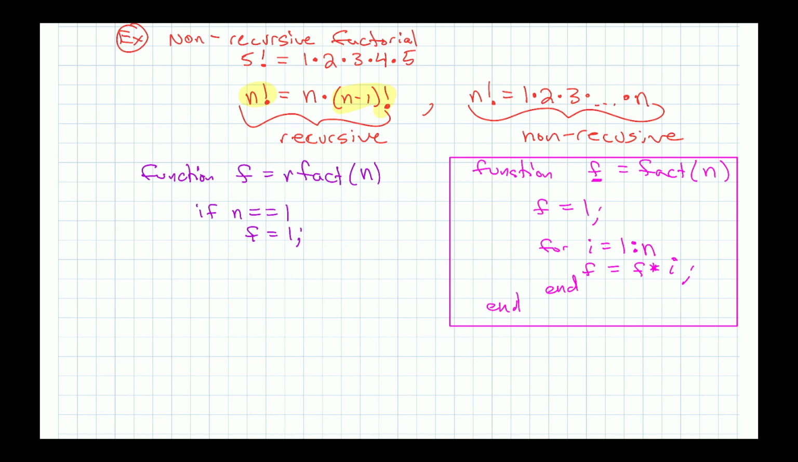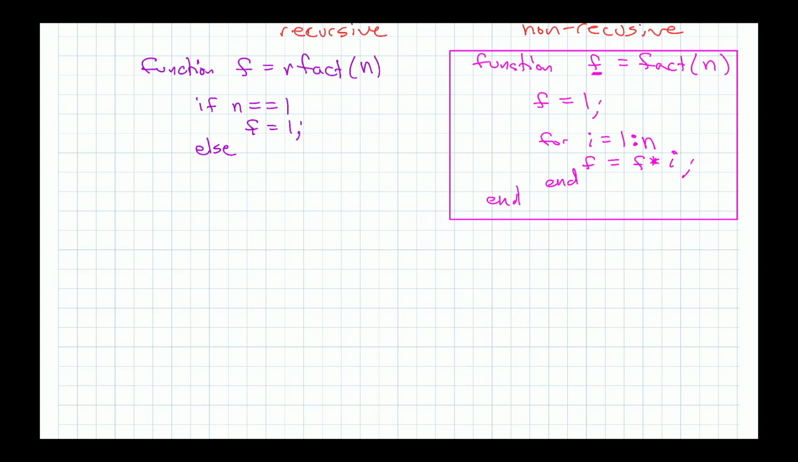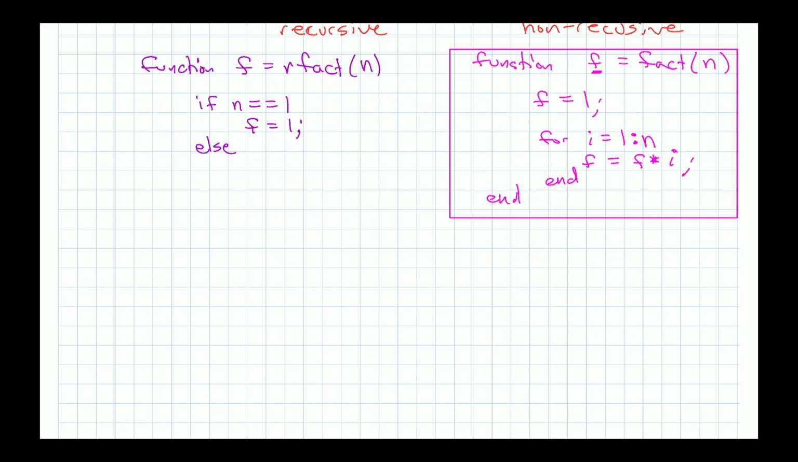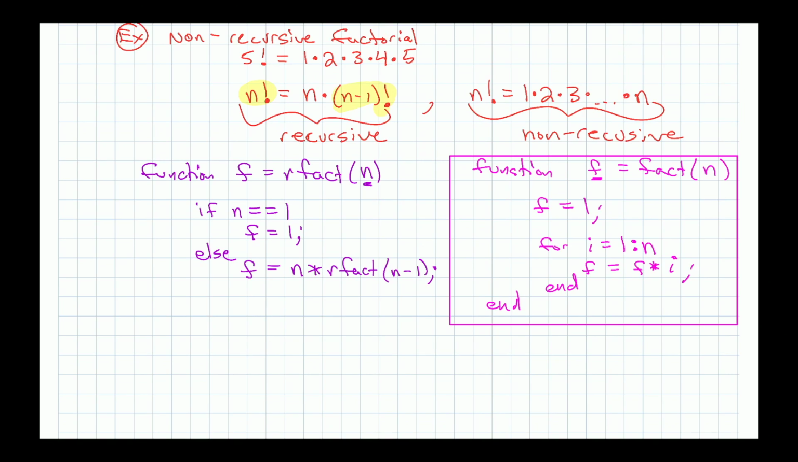But if n is bigger than 1, which I'm just putting in an else because I'm assuming that we're given a positive integer here, then the way you would calculate the factorial is you would say the factorial is going to be whatever the n value is, and then you would multiply that by the factorial, which is rfact of the previous factorial, right? So what you've got here is the n minus 1 factorial. And so this is your n minus 1 factorial. And this is your n factorial. End.